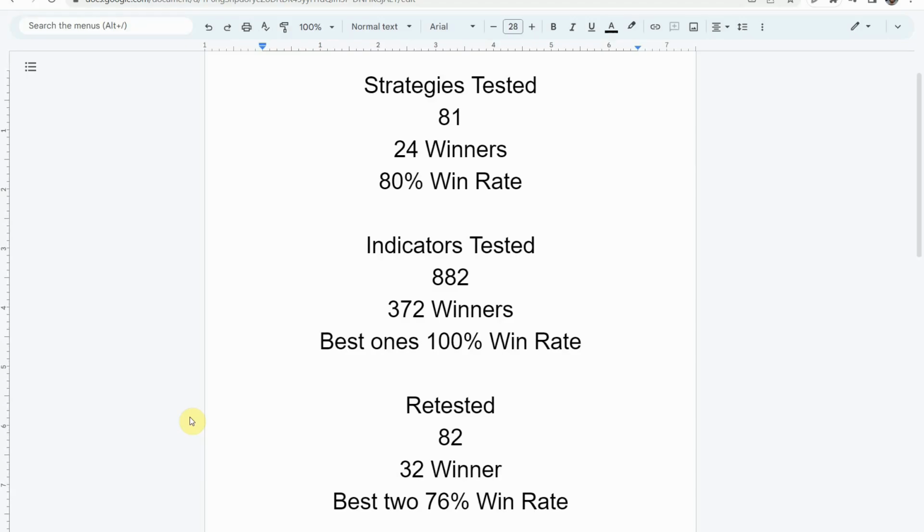Now keep in mind that we test most of these strategies and indicators on the Forex and crypto market, but they can be applied to just about any market and time frame universally.